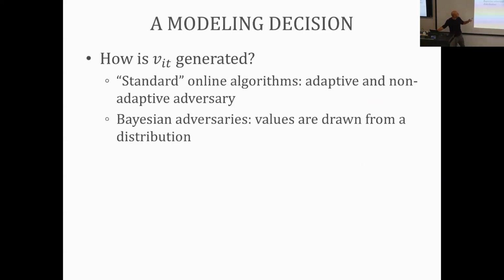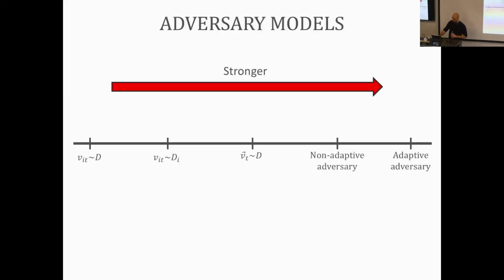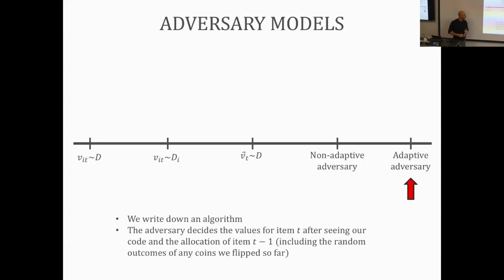Good. And our question was, how is the input generated? I'll think of this under different standard models in online algorithms: worst case adversaries, adaptive or oblivious (non-adaptive) adversaries, or Bayesian. Another way is that the values are Bayesian, drawn from a distribution that I know. I like to think of this as a line, where the adversaries are stronger on the right. So the strongest possible adversary works as follows.